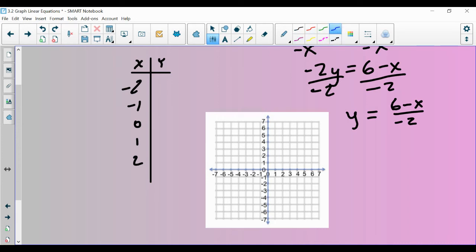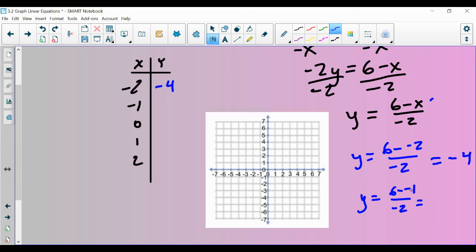If you plug in negative 2 for x, you'd have y is equal to 6 minus negative 2 over negative 2. 6 minus negative 2 is 8. Minus a negative turns into plus. And then we divide that by negative 2, and we get negative 4. Carrying on, plugging in negative 1, y is equal to 6 minus negative 1 over negative 2. 6 minus negative 1 is 7, and 7 over negative 2 is negative 3.5.